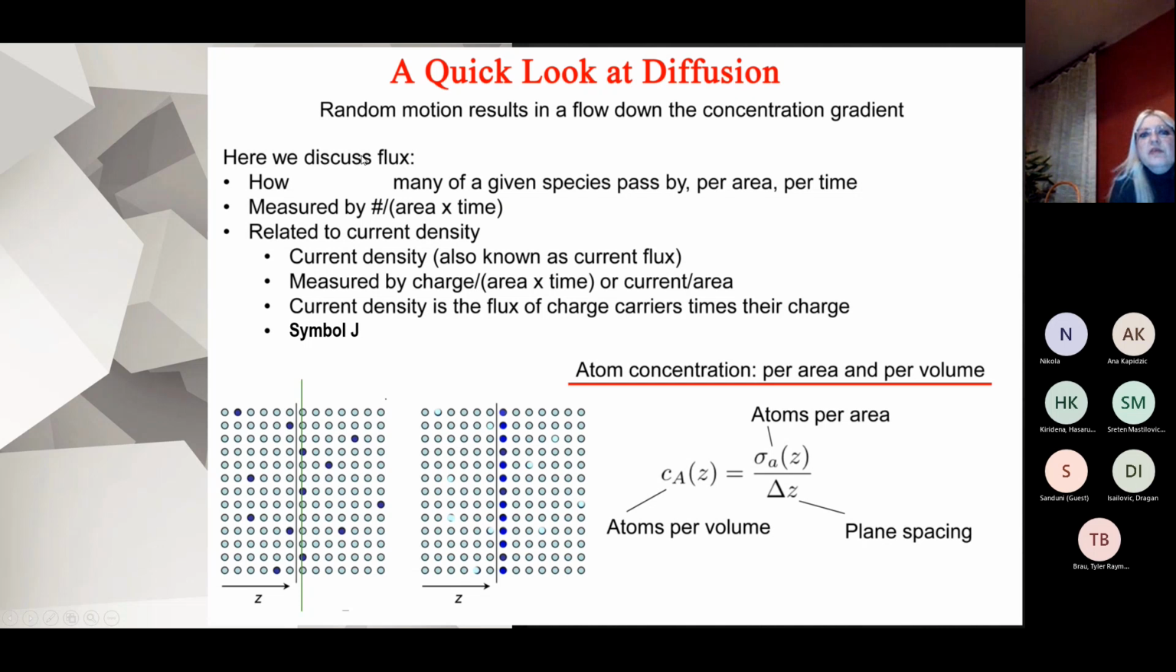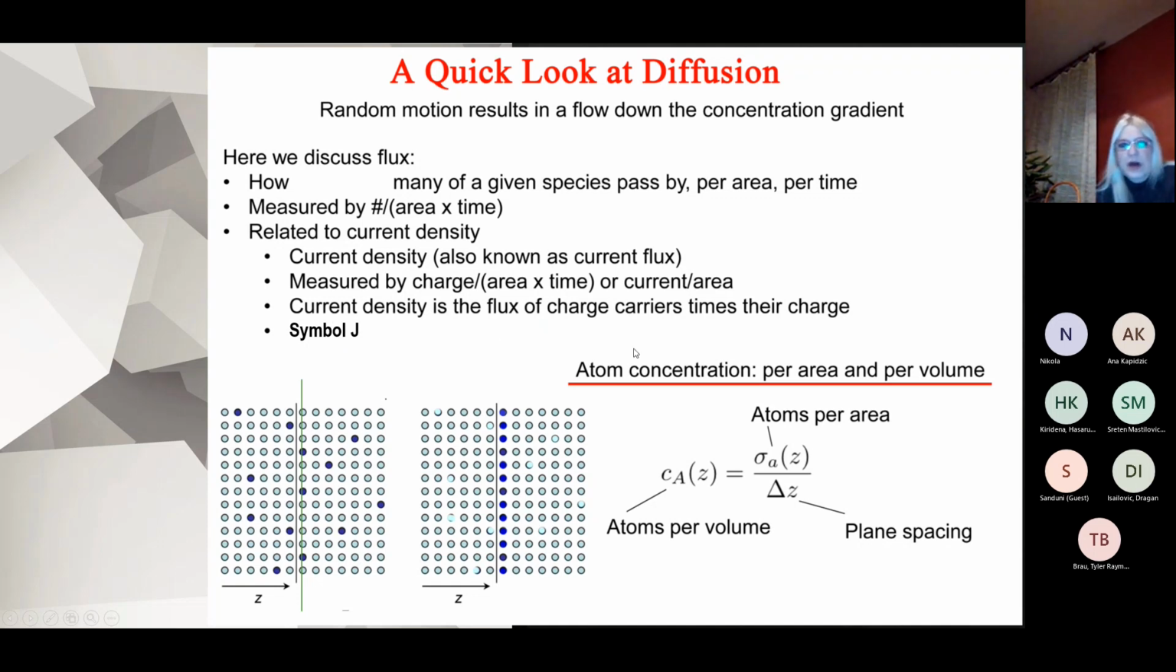And the flux we defined as how many of a given species pass by per area per time, so it is measured as a number per area per time. This flux is also related to the current density. Current density is also known as the current flux, and it is measured by charge per area per time. Because charge per time is just the current, that is basically the current per area. The current density is just the flux of the charge carriers times their charge. And the symbol that we're going to use for flux is G.